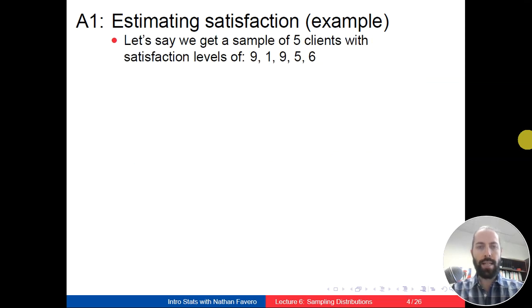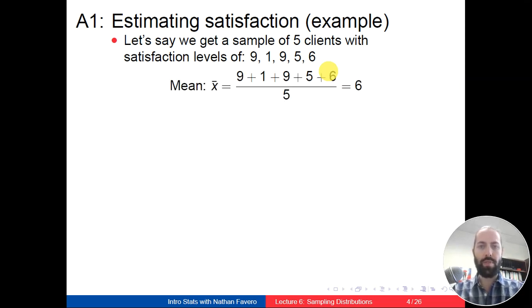So let's get some actual numbers. Let's say that my sample is very small. I only talked to 5 clients, and one of them tells me that they're very satisfied at a 9. One gives me very low satisfaction, a 1. We have another 9, and then 2 people who are in the middle, a 5 and a 6. Of course, in the real world, we probably want a larger sample than just 5. But for the simplicity of the math, let's start with a very small sample.